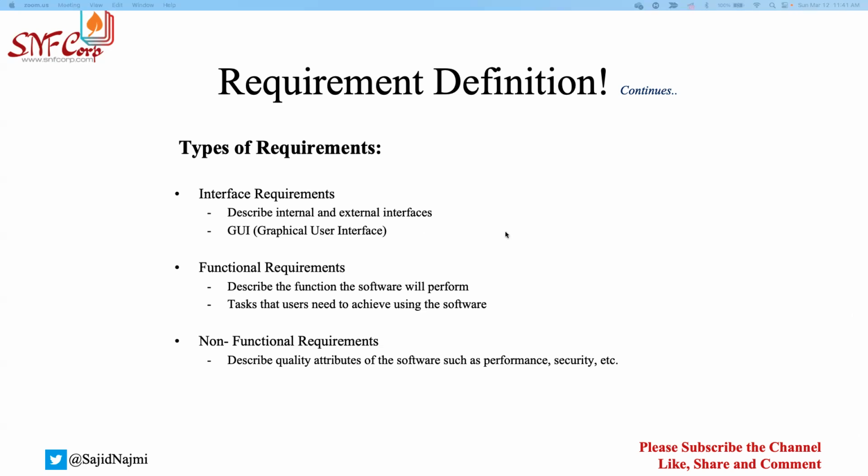Okay, sorry. So functional is nothing but the main function of that software or that activity, the main thing that the software will perform, the tasks that the user needs to achieve using the software. For example, when I press 5 on my cell phone, it should type 5. This is a functional requirement. When I click on the call button, it should connect me to the call. That is a functional requirement.